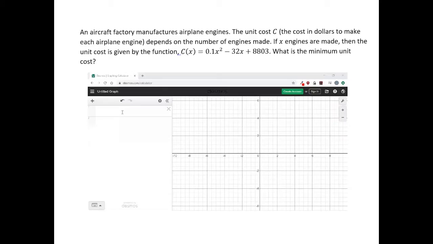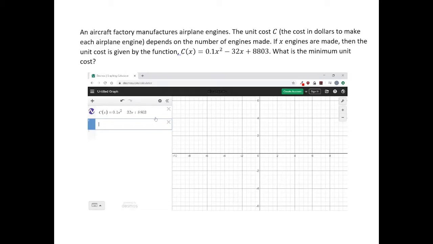So in order to graph this, we're going to use Desmos. It's an online graphing calculator system. So just go to desmos.com, and then you'll click something that says Start Graphing to pull it up. So I'm just going to type in my function that we saw. It's written down above. C of x equals 0.1x squared minus 32x plus 8803. Now, I don't see my graph at all. That's because such big numbers are involved here.